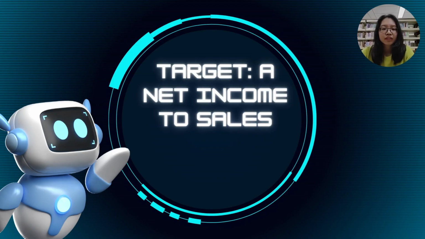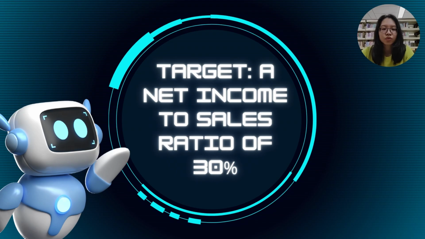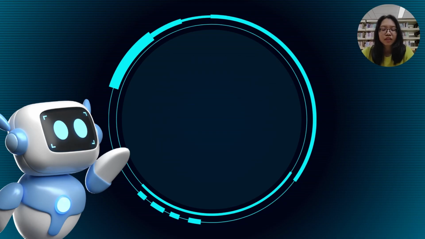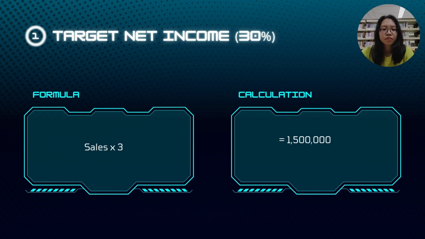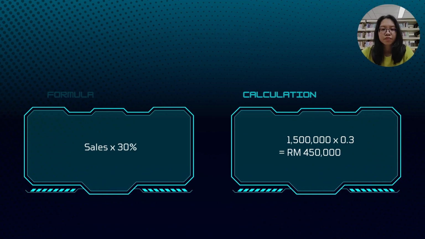Now, to hit the target, which is a net income to sales ratio of 30%, we need to calculate the units that have to be sold by Wood-Edge Sendirian Berhad. So the first step, we need to calculate the target net income, which is sales times 30%, and we will know that 30% is RM450,000 that needs to be earned by the company.